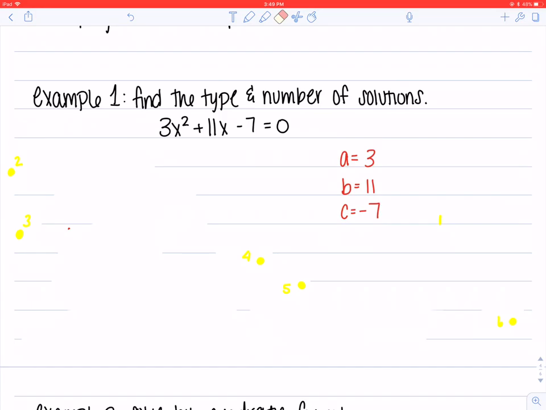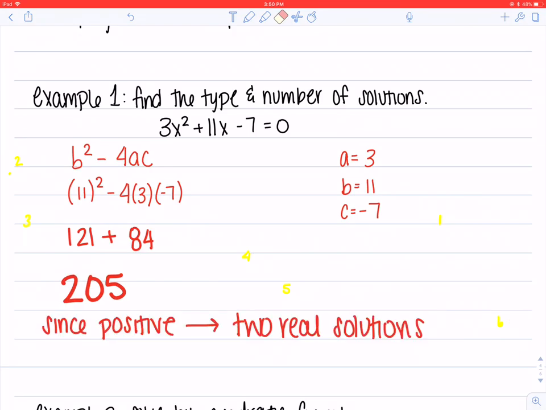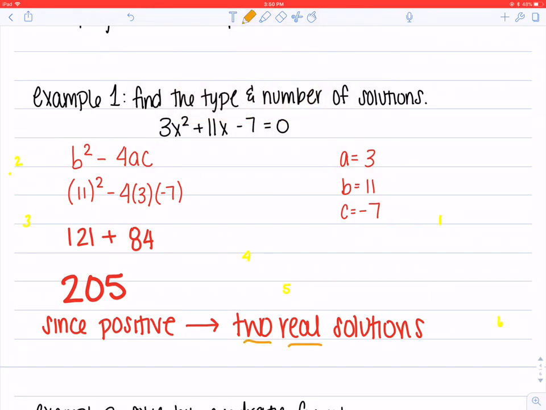Now I'm going to plug that into my b squared minus 4ac. So I have 11 squared minus 4 times 3 times negative 7. You can put that whole thing in your calculator in one go, or in two pieces like I have. So I got 121 plus 84, which gave me 205. And what I really care about is that since 205 is a positive number, my type and number of solutions is 2 real solutions. So the type is real solutions and the number is 2 of them.